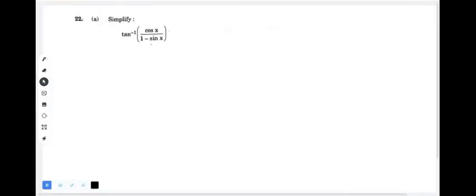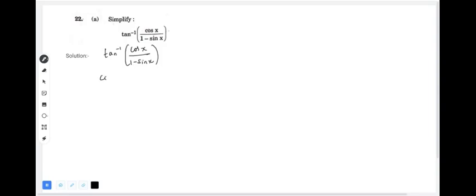tan inverse of cos x divided by 1 minus sin x. It's an inverse function. They have given the solution. So here, given is tan inverse of cos x divided by 1 minus sin x. So we need to simplify for cos and sin first. Okay, so we'll be simplifying here.